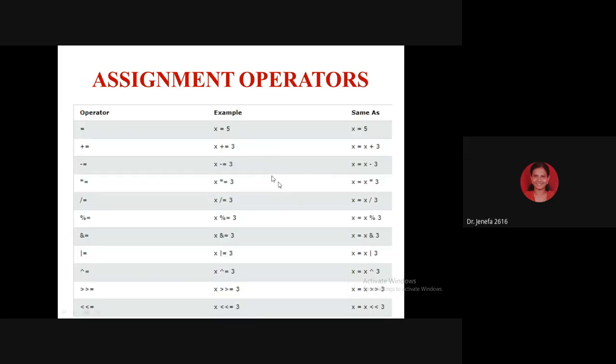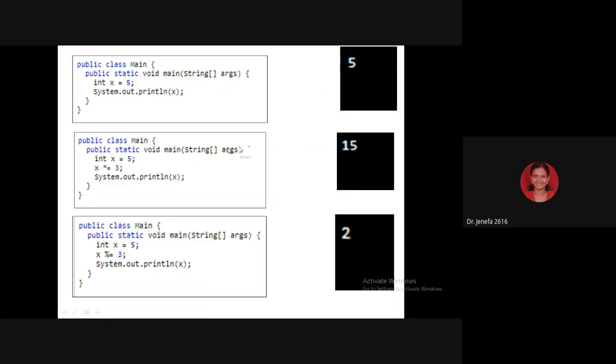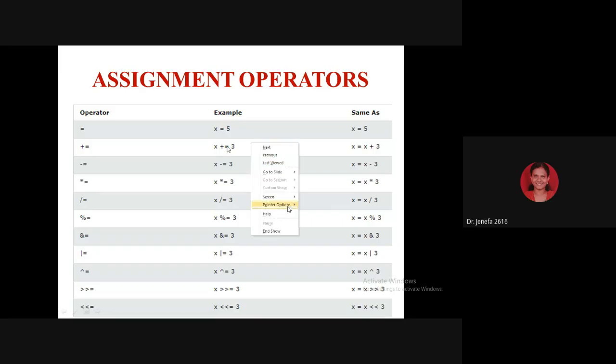Let's see the expansion for each of the assignment operators. The first one is equal to: as we know, x equal to 5 means the value 5 is assigned to the variable x. Then what's the meaning of plus equal to? The expansion here is a short form. We normally use it in Java programs, but the real expansion of x plus equal to 3 is x equal to x plus 3. So instead of writing x equal to x plus 3, we normally write x plus equal to 3.